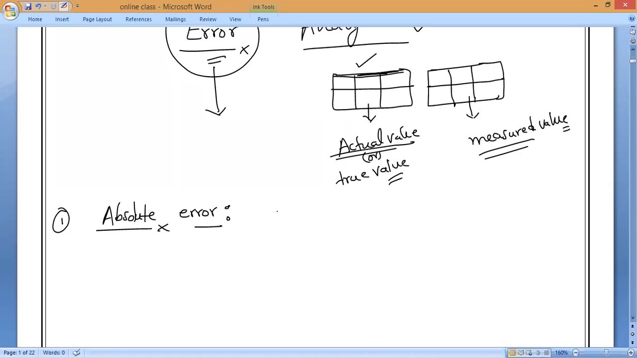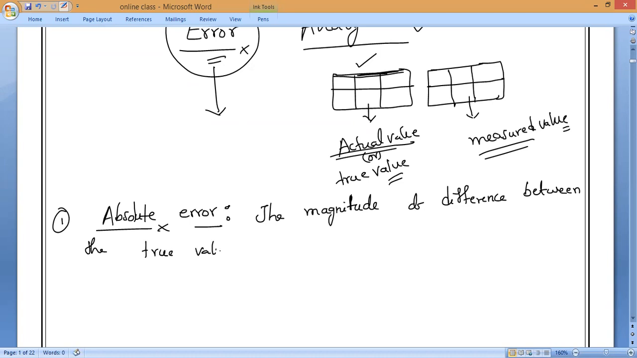The magnitude of difference between the magnitude of, I hope you all know what magnitude is. Is it yes? Does anybody not know what magnitude is? The magnitude of difference between the true value and measured value of a quantity. For those who don't know, magnitude means the size of the value. So the exact difference between the true value and measured value is what we call absolute error.